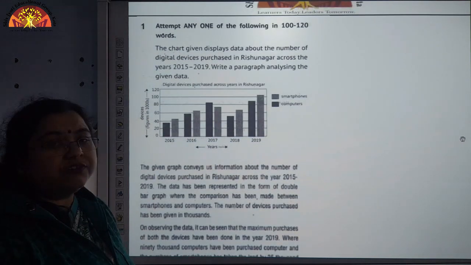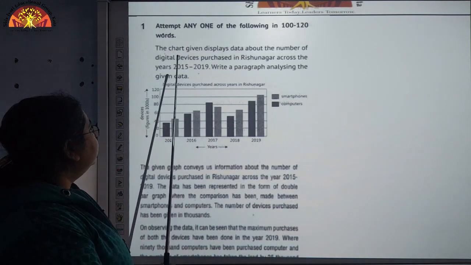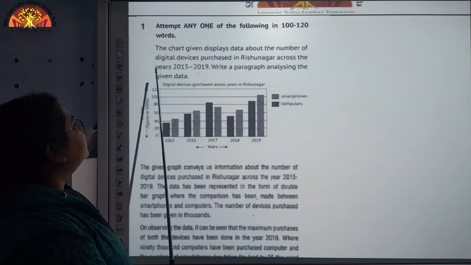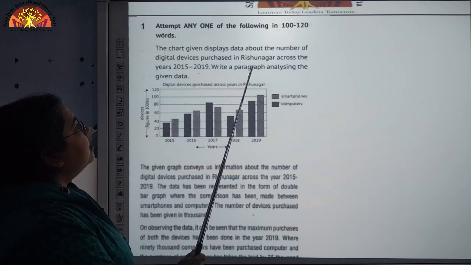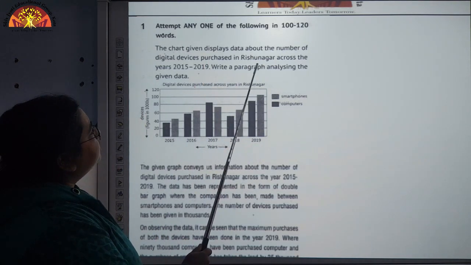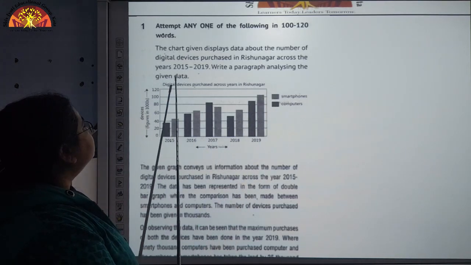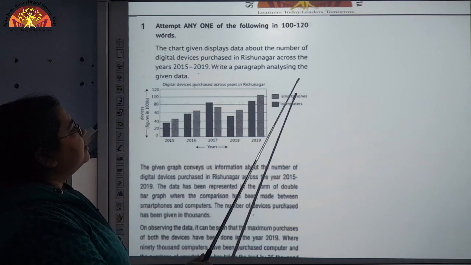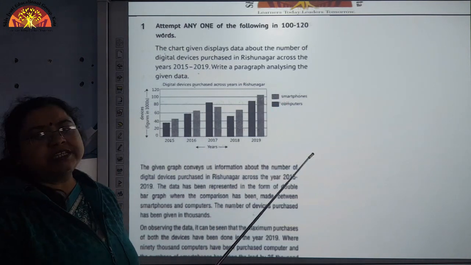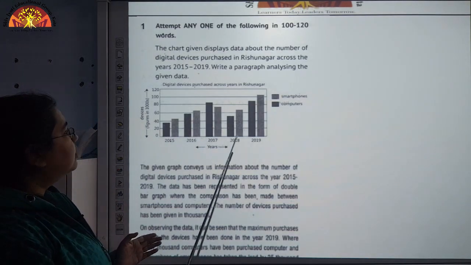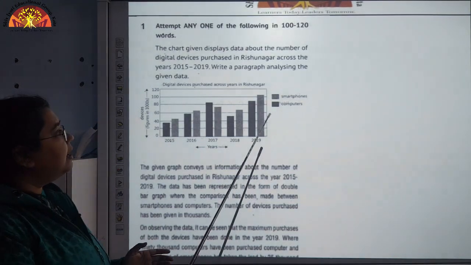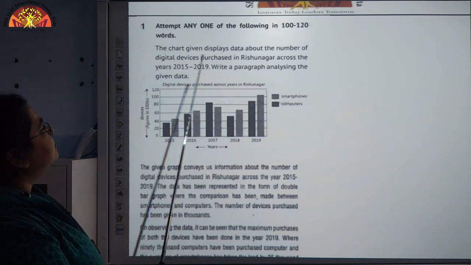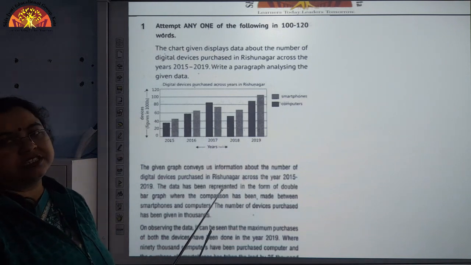Now, this is the first question here. In this question, the chart given displays data about the number of digital devices purchased in Rishunagar across the years 2015-2019. Write a paragraph analyzing the given data. Now, see, the data is there in a bar graph. And here, the chart displays the number of digital devices purchased.